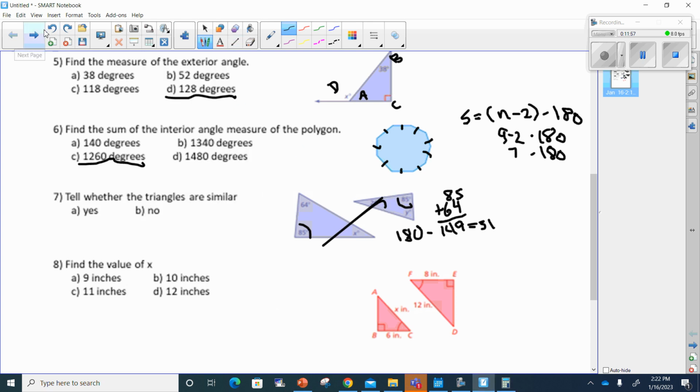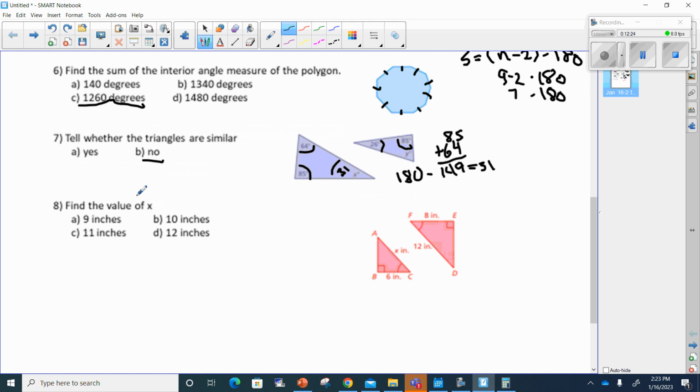Whoa, what happened there? Because this has to be 31, we are not going to have 2 angles in this triangle with the same measure, because this one's 64 and this is 31. That means if this is 26, this is going to be a number other than 64. So this is a no. These are not similar.